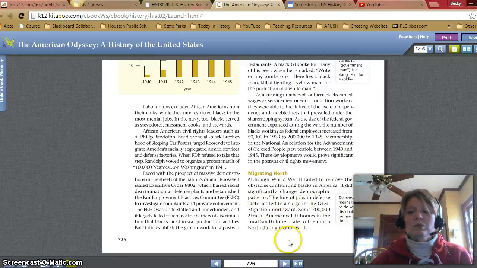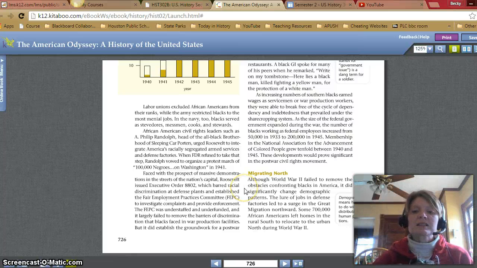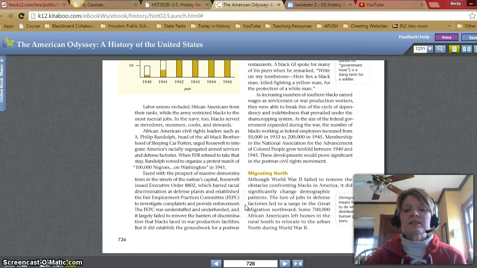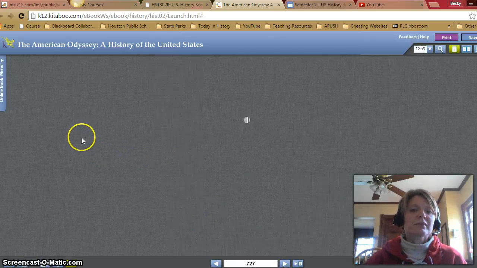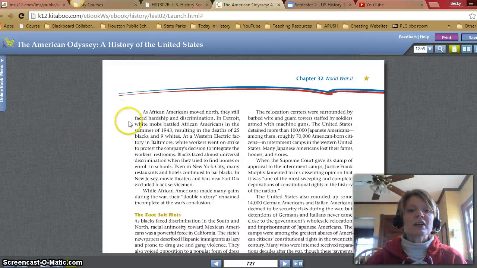And let's continue on. Although World War II failed to remove the obstacles confronting blacks in America, it did significantly change demographic patterns. The lure of jobs in defense factories led to a surge in the Great Migration northward. Some 700,000 African Americans left homes in the rural South to relocate to the urban North during World War II. As African Americans moved north, they still faced hardship and discrimination.